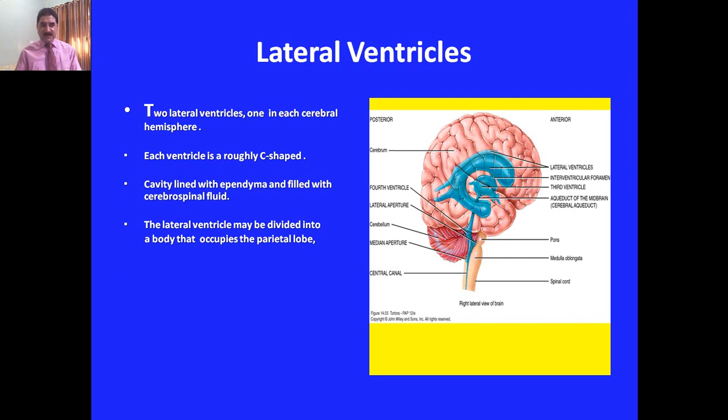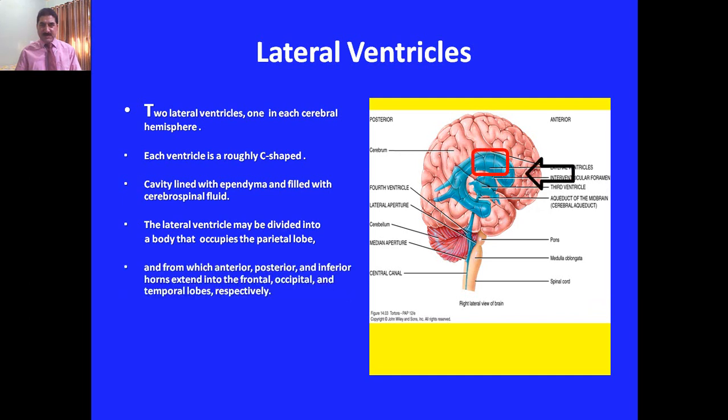In this diagram, red represents the body which is present in the parietal lobe. This arrow represents the anterior horn which is present in the frontal lobe. The second arrow represents the posterior horn which is present in the occipital lobe, and the third arrow represents the inferior horn which is present in the temporal lobe of each cerebral hemisphere. The lateral ventricles communicate with the cavity of the third ventricle through the interventricular foramen.